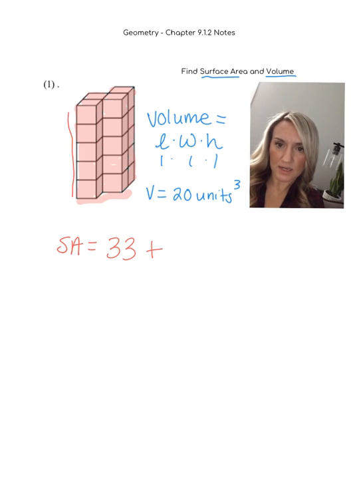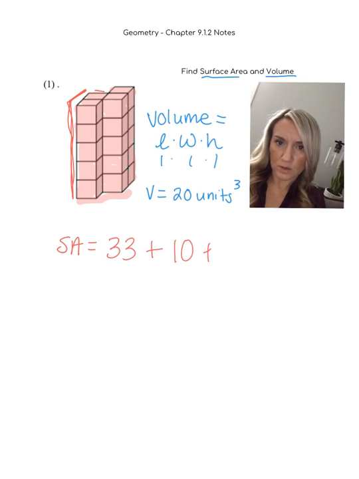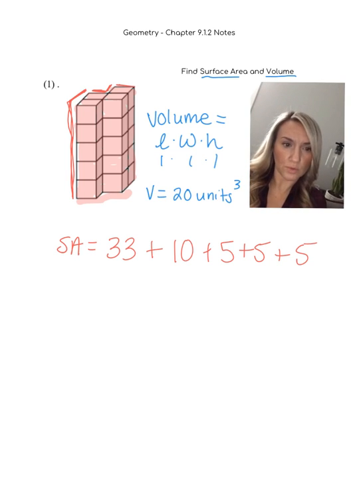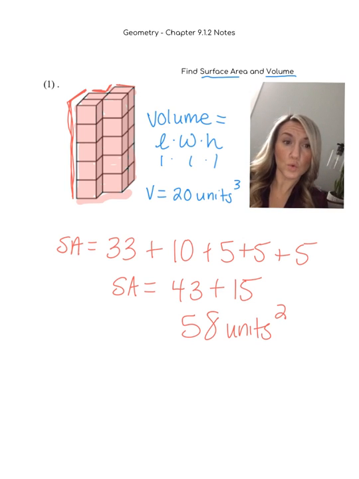This side that I can't see is a 2 by 5, so I know that there are 10 there. Plus I know this column going down is a 5, this column here is a 5, and this column here is also a 5. If I add them all up, I should be able to find the surface area total. So our surface area is 43 plus 15, so it looks like it is 58 units squared, because we're talking about area.